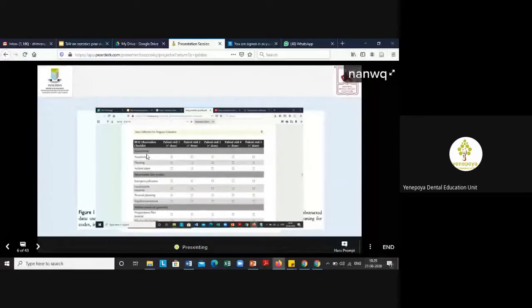Okay, this is an example of a checklist. You can see here they are assessing the program evaluation in terms of awareness planning. They just have to tick. The person who's collecting the data just has to observe and tick it. This is one form of the abstract, the checklist forms.